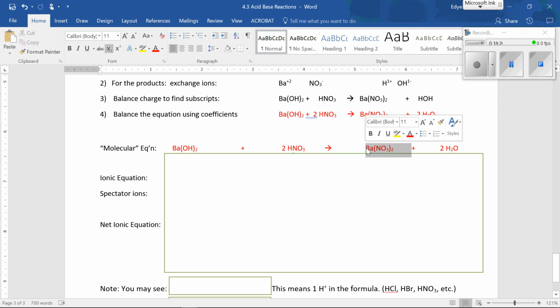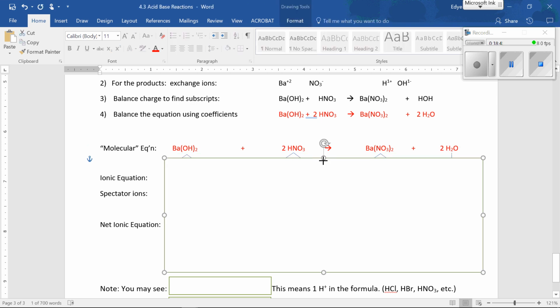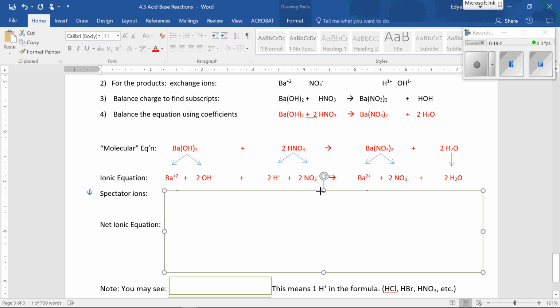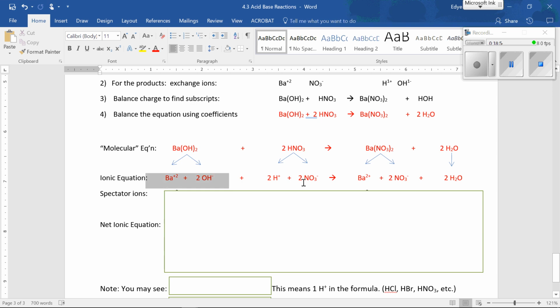Barium nitrate. Nitrates are always soluble. That splits into a Ba2+ and how many NO3 minuses? 2. Hopefully you got that right. 2 NO3 minuses. And then waters. Do we split waters? Do we split molecules? No, we don't. So this is what the first line should look like. The first 3 items split. The water stays all together. And here's our ionic equation.